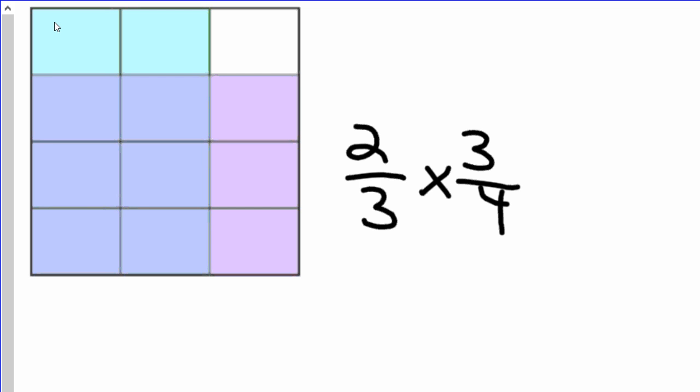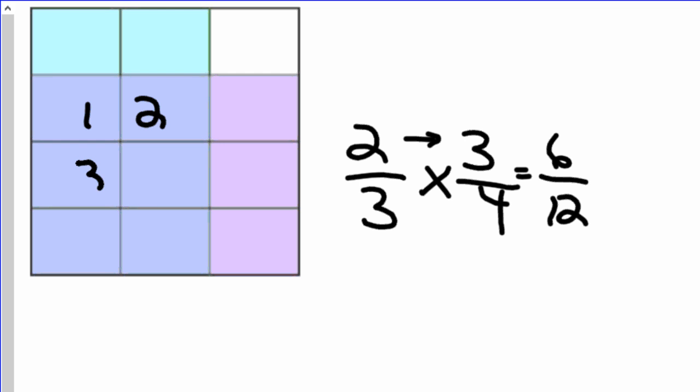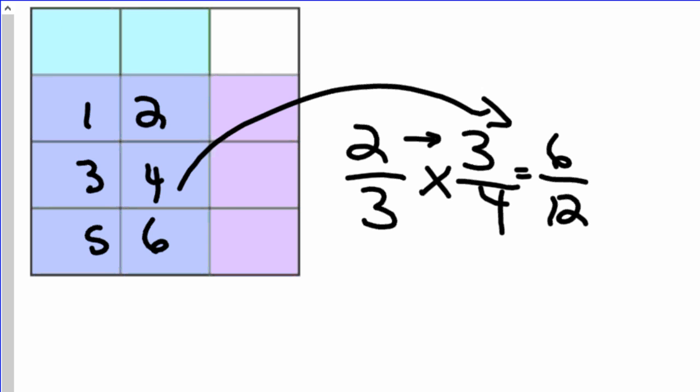And when we multiply the numerator times the numerator, we get 6. And when we multiply the denominator times the denominator, we get 12. So there's 12 total blocks. Now we get the denominator. And then where the blue and the purple meet and make blue here, we have 1, 2, 3, 4, 5, 6. That's how we get the numerator of 6.